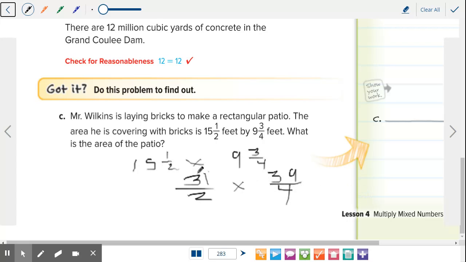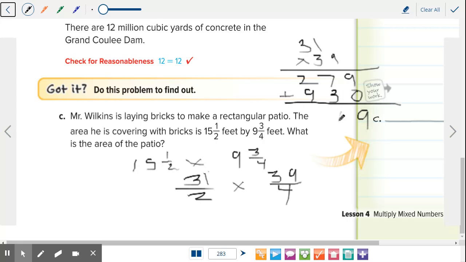Okay, if I want to simplify before I multiply here, 2 and 39 don't work. 4 and 31 do not work. So guess what? We have to multiply it out. So 31 times 39. Well, 1 times 9 is 9. 9 times 3 is, anybody? 27. Okay, now I come down, put a 0, and then go back up to the next number, 3. So 3 times 1 is 3. 3 times 3 is 9. So now I just add these up. So 9, 10, 11, 12. So 1,209 over, what's 2 times 4?